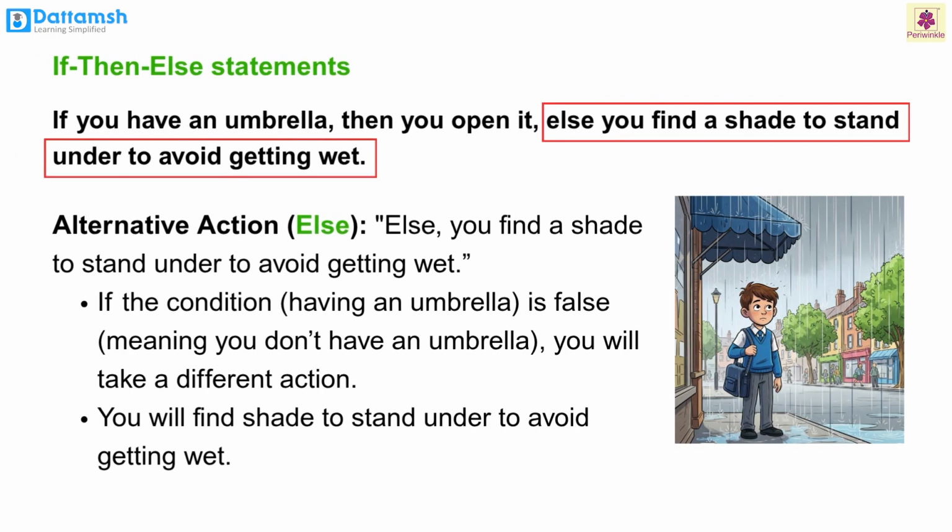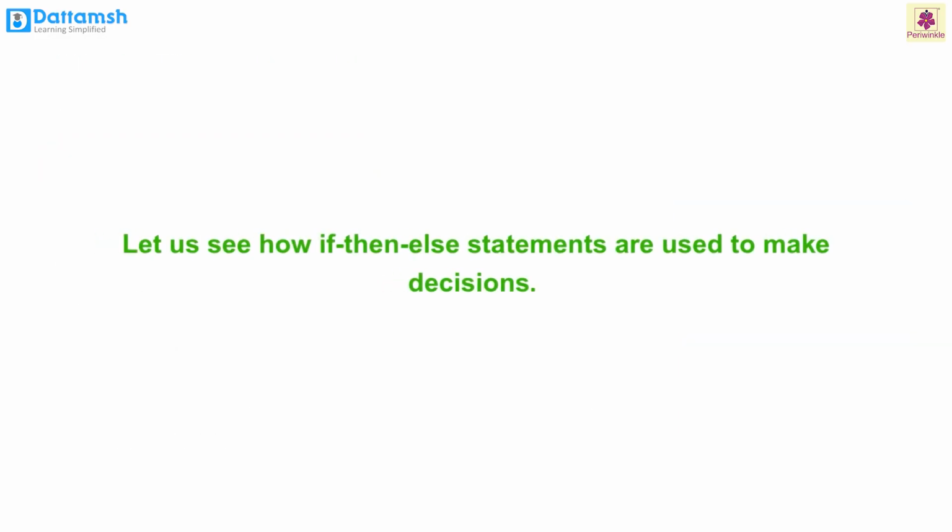Alternative action: else. Else, you find a shade to stand under to avoid getting wet. If the condition of having an umbrella is false, meaning you don't have an umbrella, you will take a different action. You will find a shade to stand under to avoid getting wet. Let us see how if then else statements are used to make decisions.